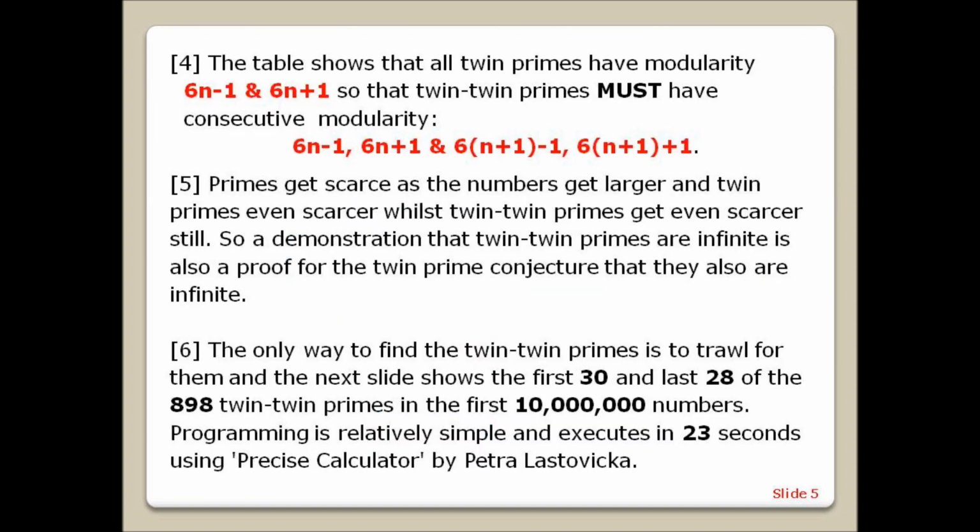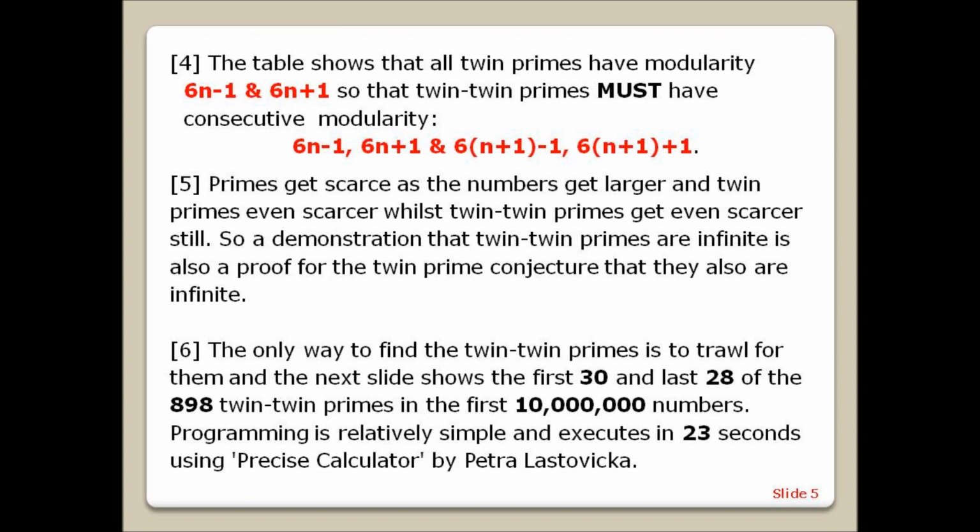4. The table shows that all twin primes have modularity 6n-1 and 6n plus 1, so that twin primes must have consecutive modularity 6n-1, 6n plus 1 and 6 times (n plus 1) minus 1 and 6 times (n plus 1) plus 1. 5. Primes get scarce as the numbers get larger, and twin primes even scarcer. So a demonstration that twin primes are infinite is also a proof for the twin prime conjecture that they also are infinite.